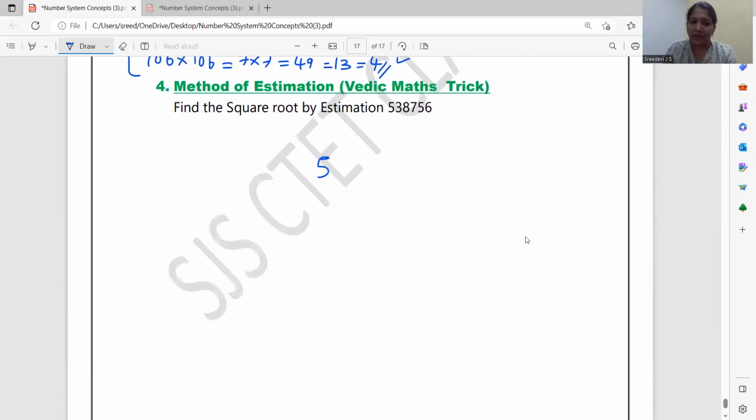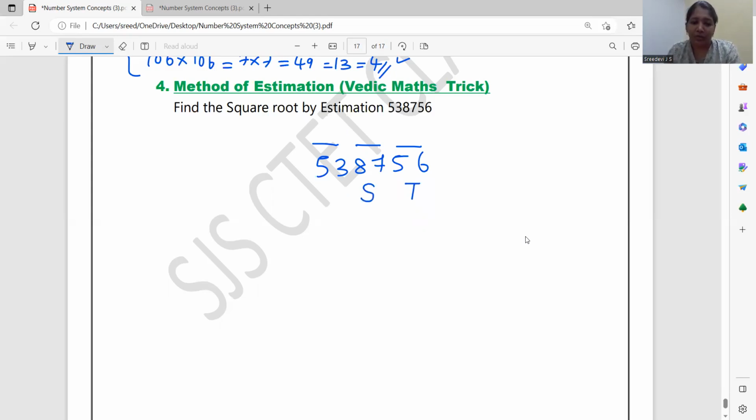See, I have a number 538756. This is a 6-digit number, right? So how to find out the square root of this number easily? I'll tell you. First of all, as we have done before, you have to pair this number. So this is the first pair, the second pair and the third pair, right? So in that, what you have to do? You have to represent this last pair as T and this second last pair as S.